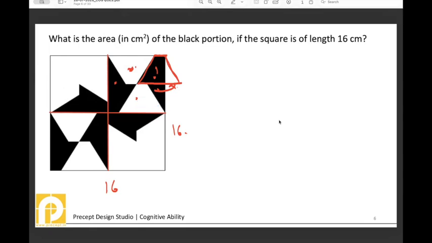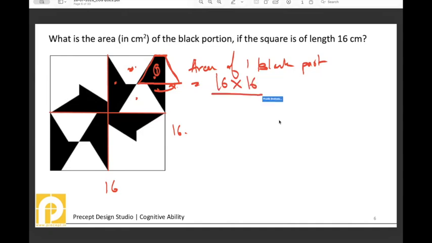Using that, we'll find the area of one black part. What is the area of one black part? So the area of one black part is equal to the area of the square, which is 16 by 16, a quarter of it, because we are using only 1/4 of the square right now. 4 multiplied by 1 by 4.